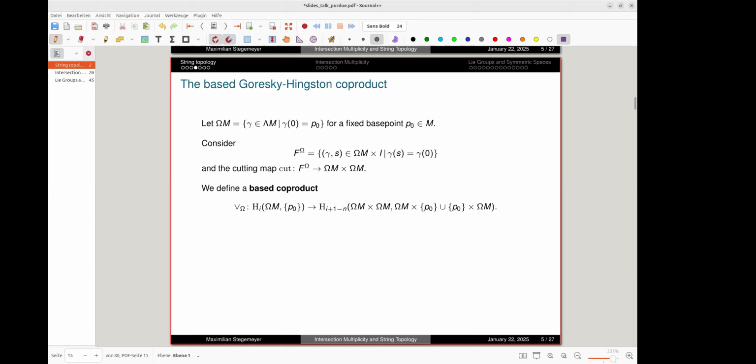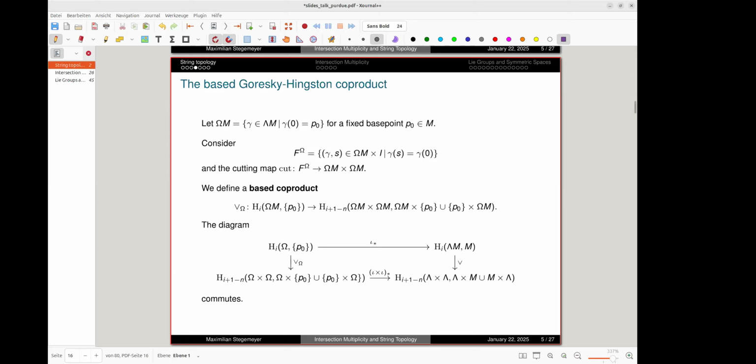Simply, based refers to the based loop space. And again, if you do it in the setup, then you get a map into the homology of the product of the based loop space with itself relative to this term. Here is a diagram where you see that it behaves exactly the way you would expect. So iota here is the inclusion of the based loop space into the free loop space.